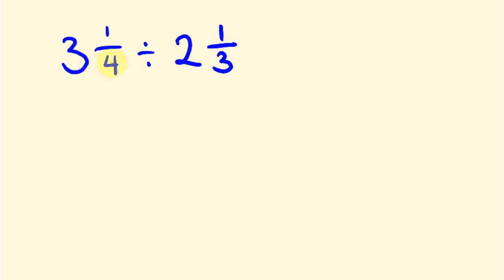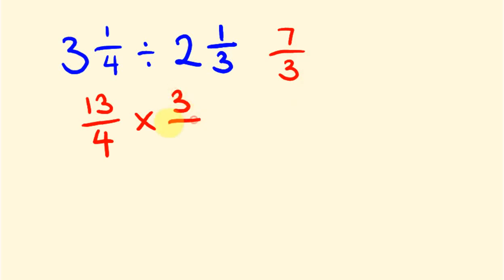So first off, I'm going to change these into improper fractions. I'm going to do a number of steps all at once here. But first off, I'll change these to improper fractions. So 3 times 4 is 12 plus 1 is 13 over 4. And this number over here, I'm going to chuck the answer over here, by the way, and you'll see why in a sec. 2 times 3 is 6. Plus 1 is 7 over 3. The reason I've chucked this over here is because down here, which is my next part of my working out, I'm going to times, and I'm going to flip this around. So 3 over 7.